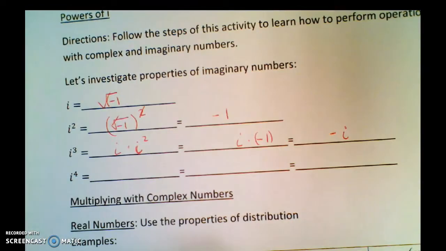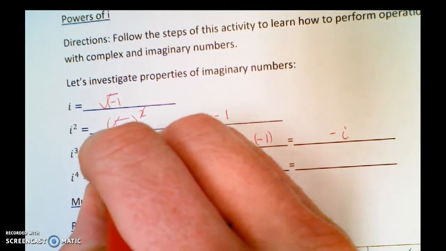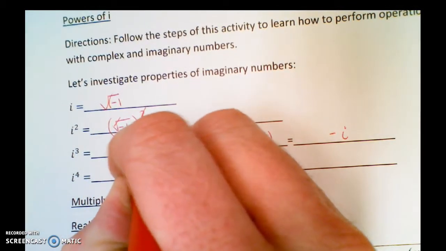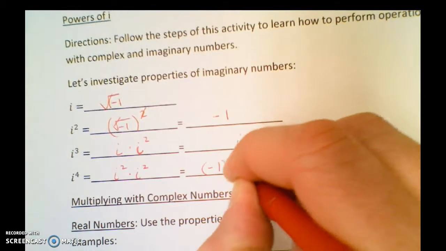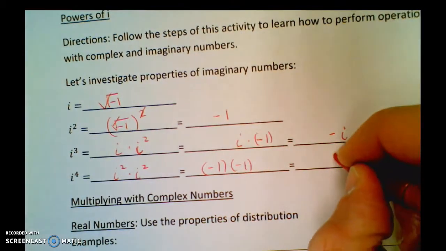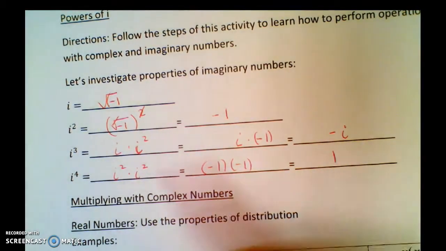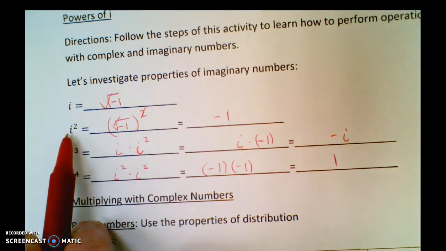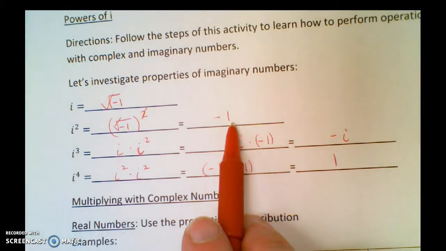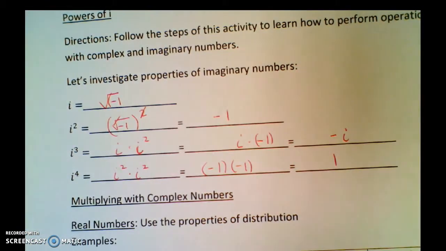The last part, i to the fourth, I can rewrite as i squared times i squared, because 2 plus 2 is 4. So I know that i squared is -1 times another i squared, which is -1. That actually turns into +1. So there are some special relationships with the powers of i. Really the most important one that you should know is that when you square i, it becomes -1. So i squared equals -1.